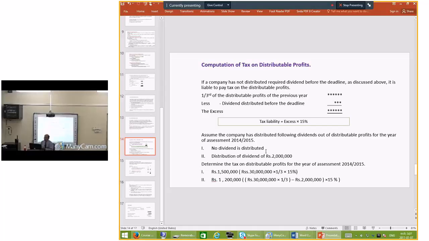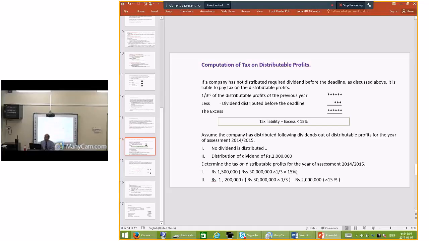Now we know the applicable law: if no dividend is distributed, we take 1/3 of the distributable profit and apply the rate of 15%. Again, earlier we computed the profit as 30 million. 1/3 is 10 million. For 10 million, if we apply 15%, the tax is 1.5 million. Otherwise, they would have distributed 1/10, equal to 3 million, and paid 300,000. Since they have not distributed 1/10 of the distributable profit, they had to pay dividend tax of 1.5 million. That means 5 times as much.